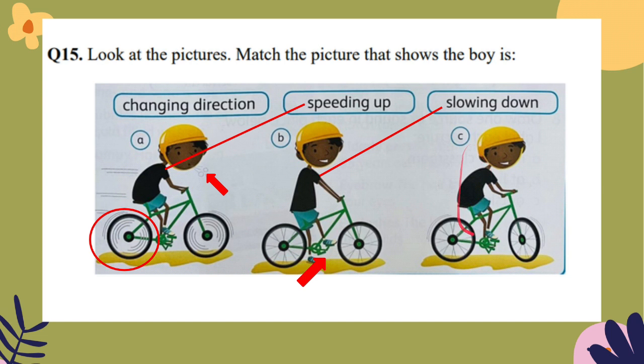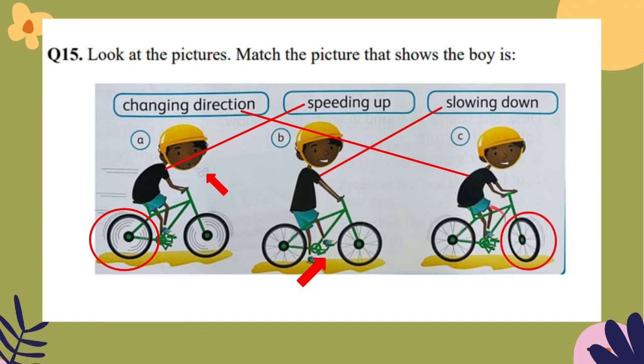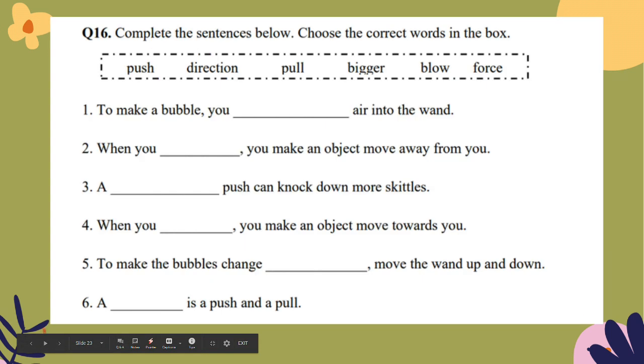And letter C, he is changing direction. How did you know he's changing direction? Look at his leg and the wheel of his bicycle. It's moving or facing towards his right side. Okay, so he is changing direction. Now, let's complete these sentences below. Choose the correct words in the box. You have here push, direction, pull, bigger, blow, and force.